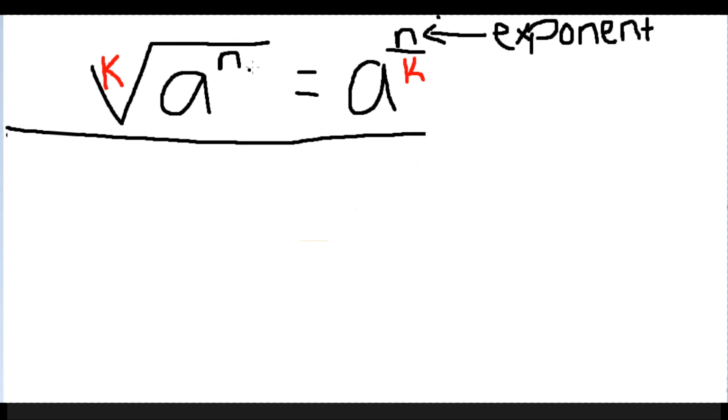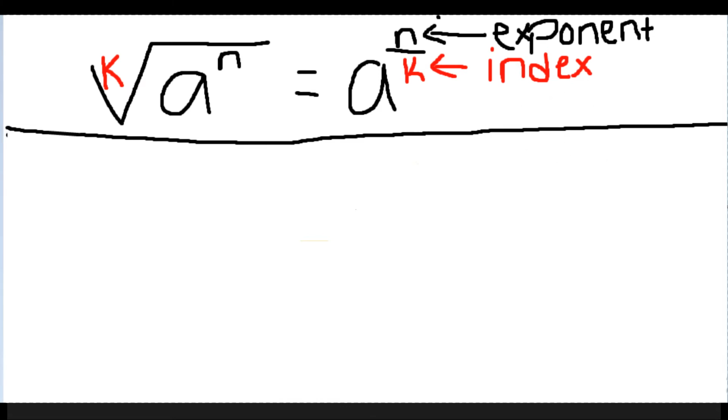So with our example, it was x to the 20th, our 20 went on top. And then what goes on the bottom, the denominator of that fraction, is going to be the index, right? So whatever your index is goes on the bottom. And for us, we had x to the 20th, we were taking the 5th root. So it was x to the 20th divided by 5, because 5 was our index, okay? So we can go back and forth between these two forms really easily. And it works in both directions.